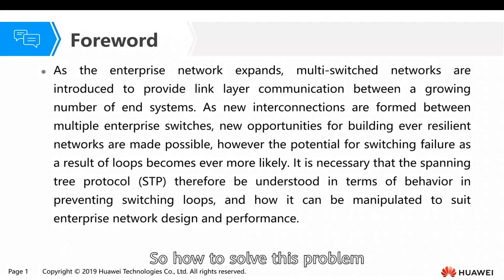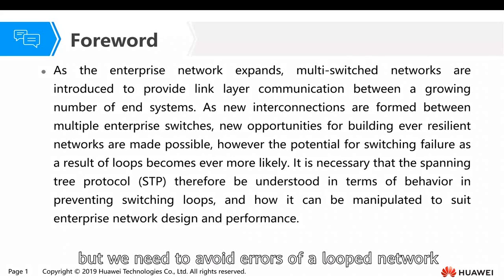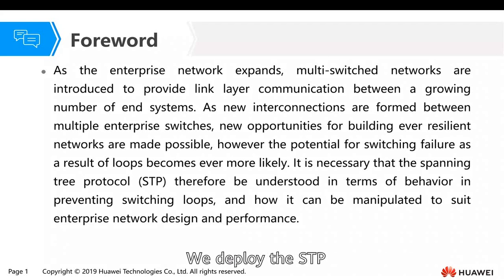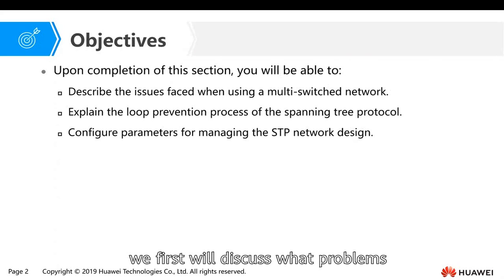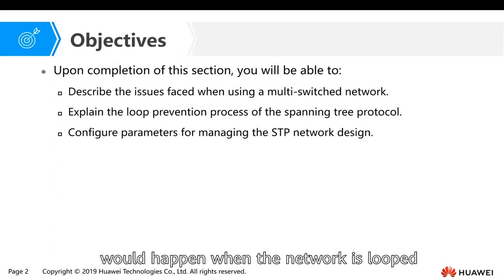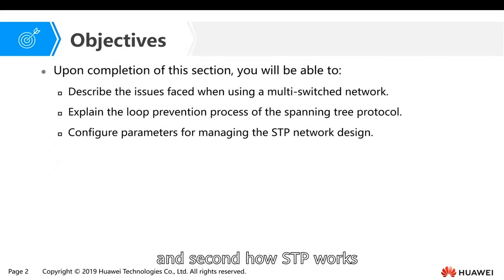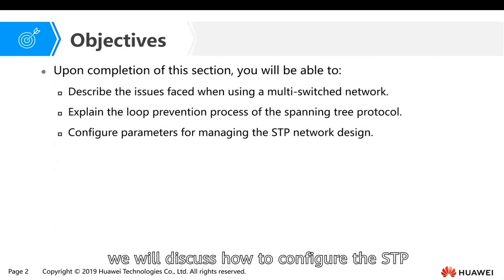So how do we solve this problem? We need redundancy, and we need to avoid the errors of the looped network. We deploy STP, the Spanning Tree Protocol, to avoid this problem. In this chapter, we will first discuss what problems happen when the network is looped. Second, how STP works. And later, we will discuss how to configure STP.